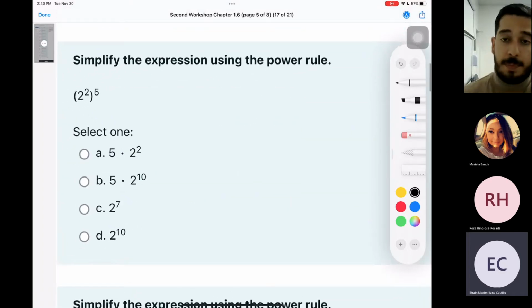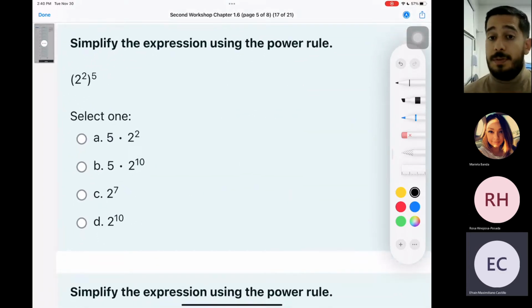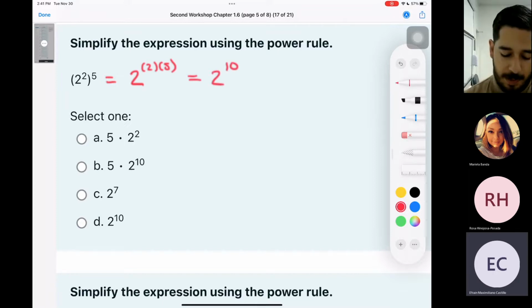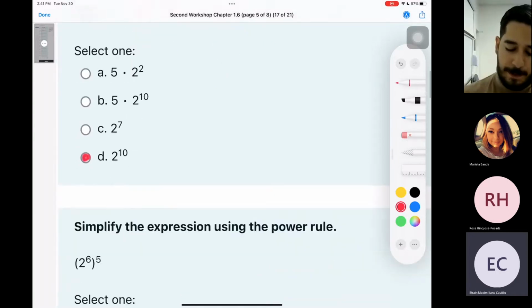Let's see what this problem is going to be. So 2 to the power of 2 to the power of 5. I have one big number and 2 exponents, 2 small numbers on the top. That means that I'm going to keep the 2 and I have to multiply those 2 exponents. So 2 times 5, that's going to be very, very simple. 2 to the power of 10.